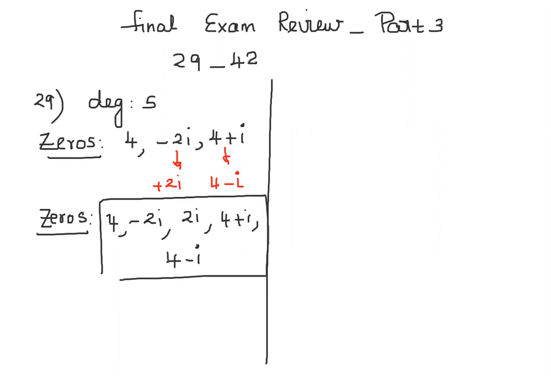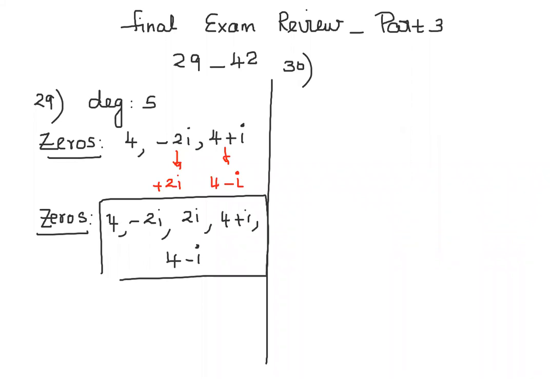Okay. Next, problem number 30. There are two graphs given. We have to find the polynomial function. For each polynomial function, we have to find the minimum possible degree, the zeros, and the multiplicities of the zeros, and you have to say if it is even or odd.